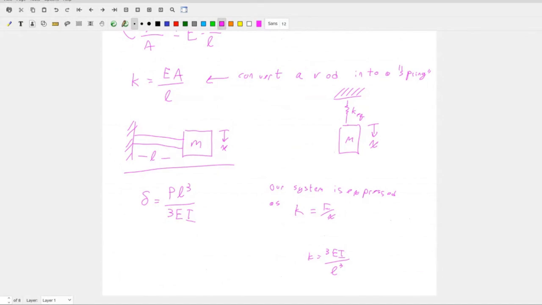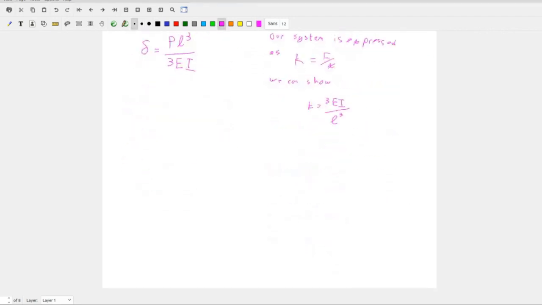All right, so we can show if we convert some of our terms, that K is 3EI over L cubed.